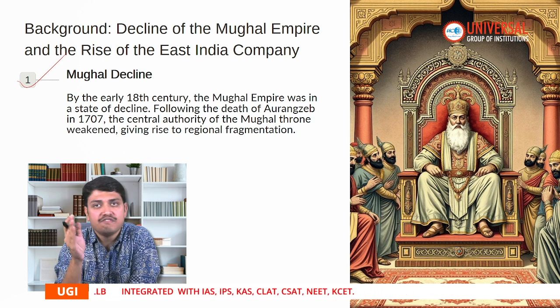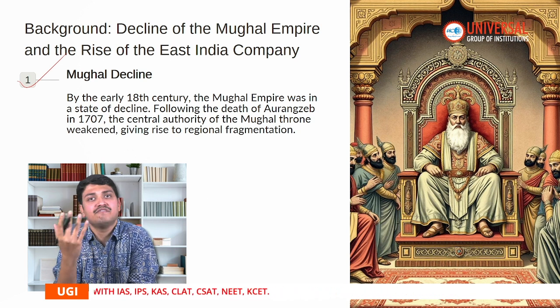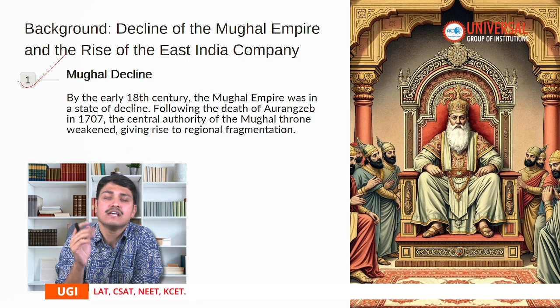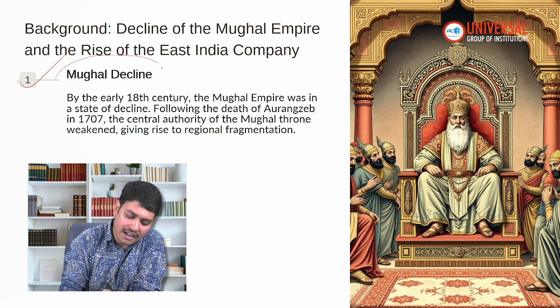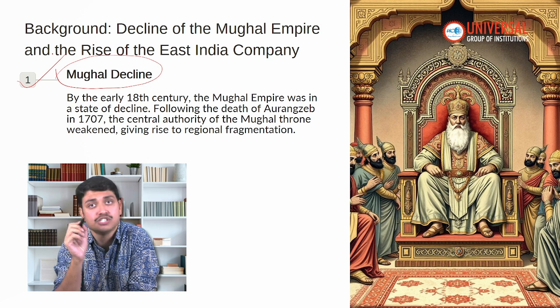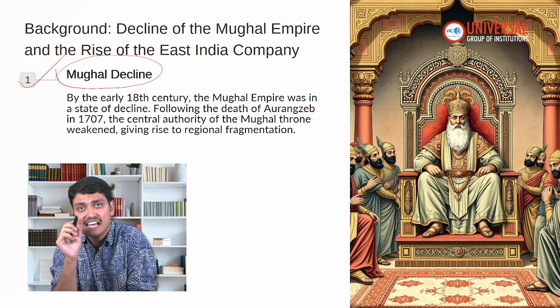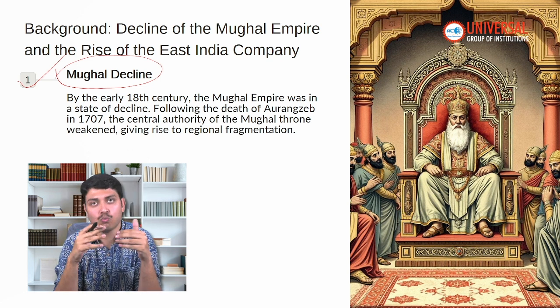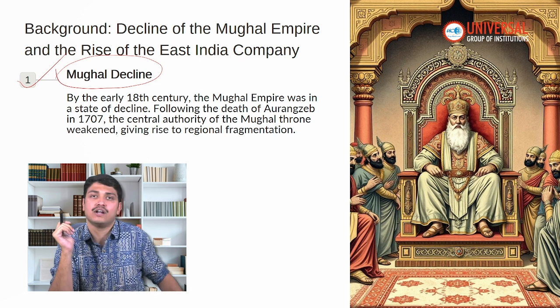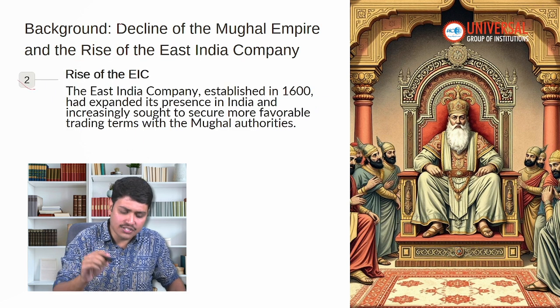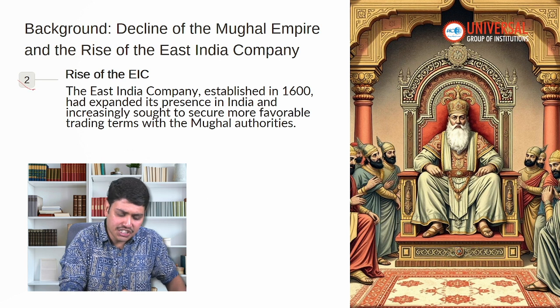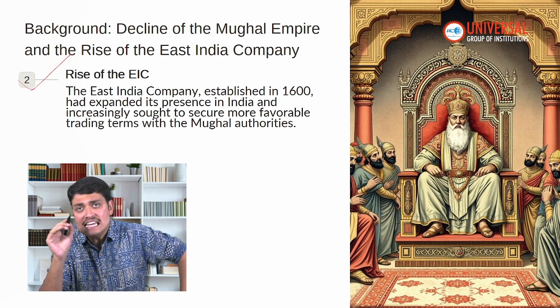We have a separate video on this you can watch. I have discussed the reasons behind the decline of the Mughal Empire. So the decline of the Mughal Empire was one of the key features of the early 18th century that we have to understand while studying the Farman of Farrukhsiyar. The next point is the rise of the English East India Company, that is the EIC.